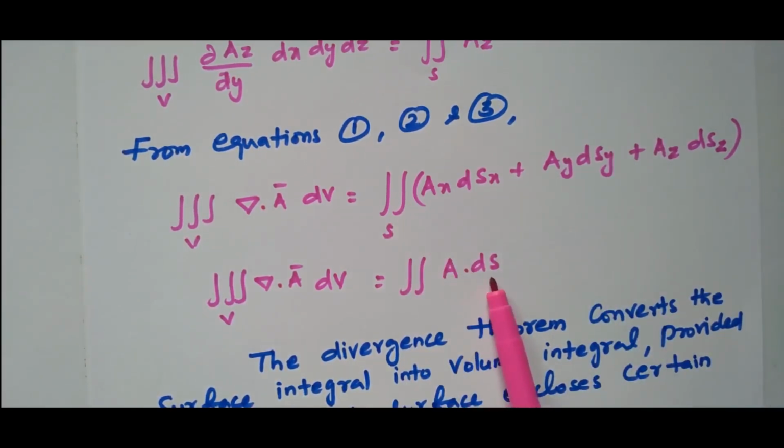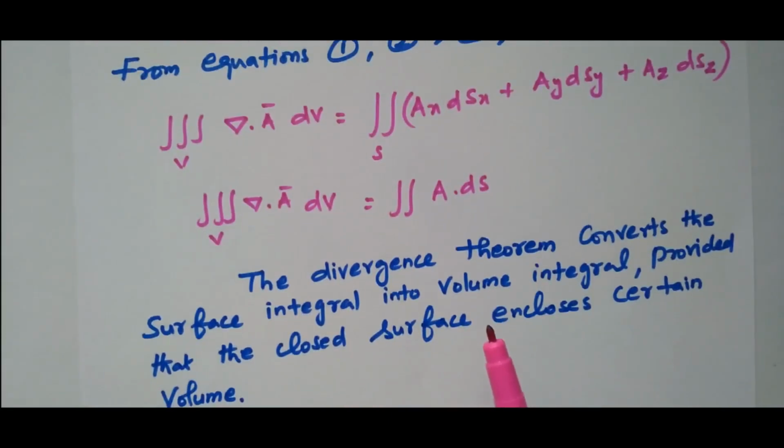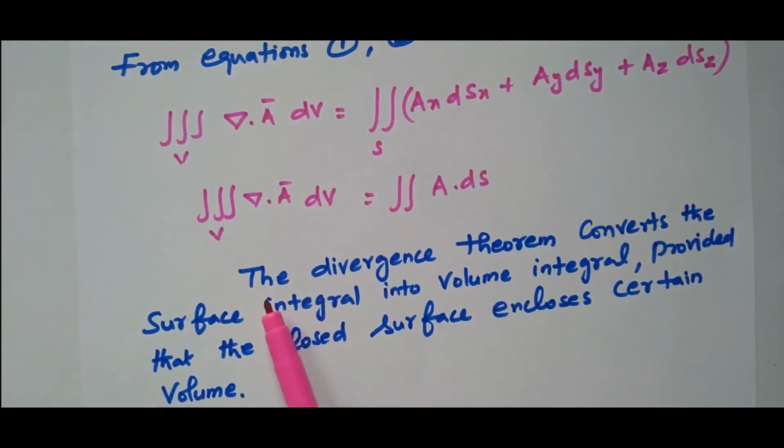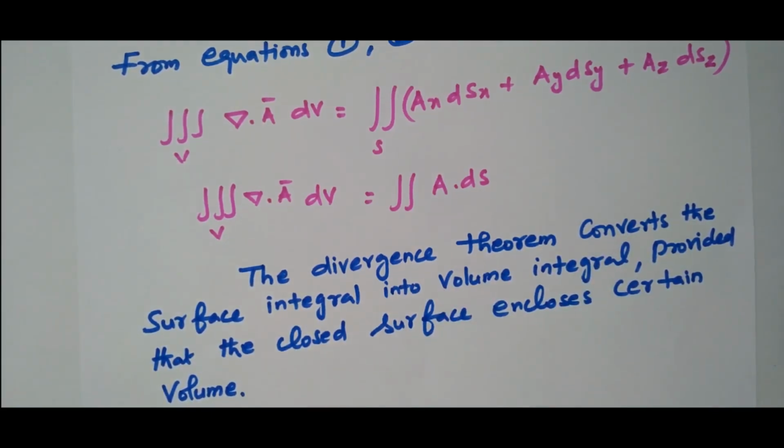The dS is the normal. dS means either xy, yz or zx. So that can be written as A·dS, right? So the triple integral, the volume integral of ∇·A dv, is nothing but the double integral of A·dS. That is the statement given by the divergence theorem. That is, the divergence theorem converts the volume integral into a surface integral, provided that the closed surface encloses a certain volume, right? It converts from a volume integral to a surface integral for a closed surface.